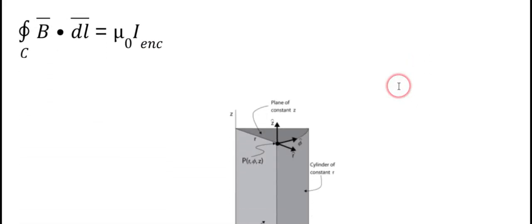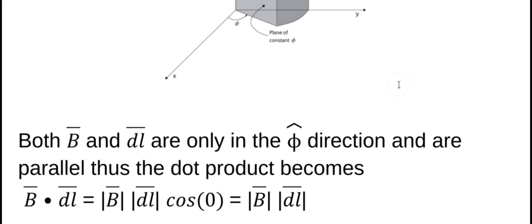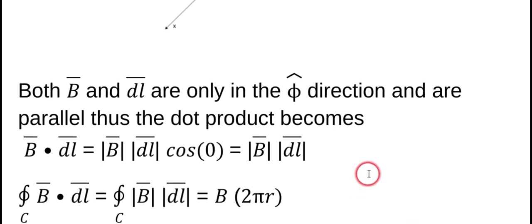So we can say that the magnetic field and this incremental line element, they're both in the phi hat direction and they're parallel to each other. So the dot product becomes just the magnitude of B times the magnitude of this dL times the cosine of the angle between them. Well, the angle is 0, so cosine of 0 is 1. So we just get this. That greatly simplifies it for us. So we write it like this.